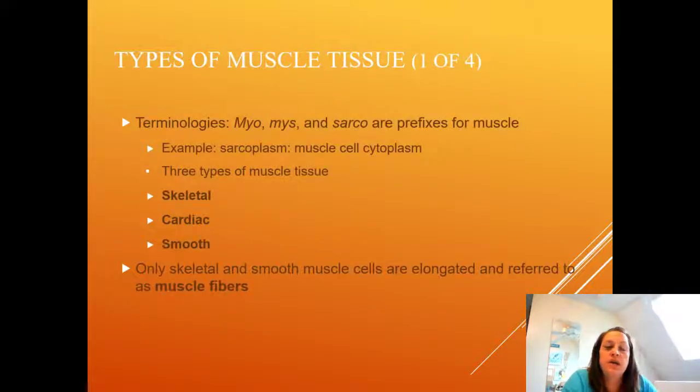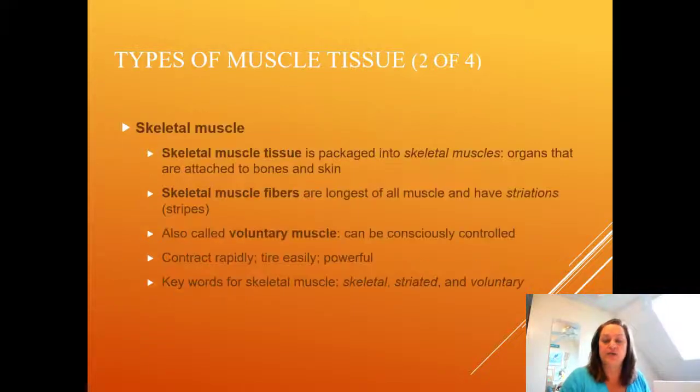So the overview. So the types of muscle tissue, when we're talking about muscle tissue, if you see the terms myo, mys, or mice, or sarco, right, those are going to be muscle. We have sarcolemma. We have myometrium. We have different words that evoke muscle tissue. All right, skeletal, cardiac, and smooth.